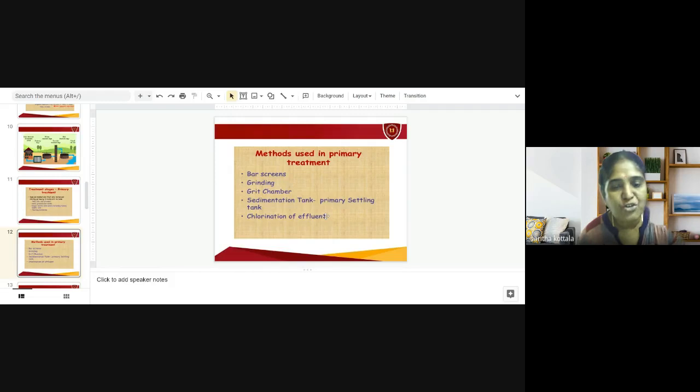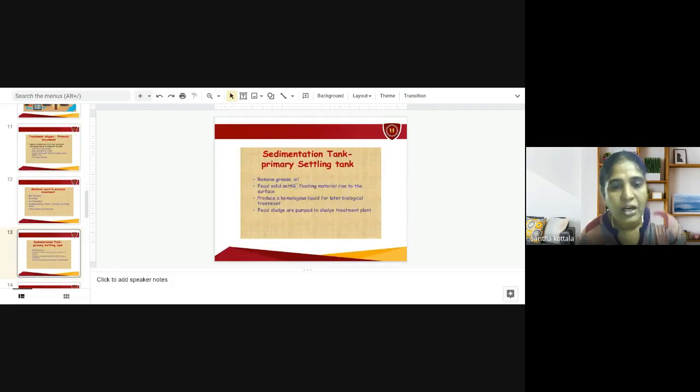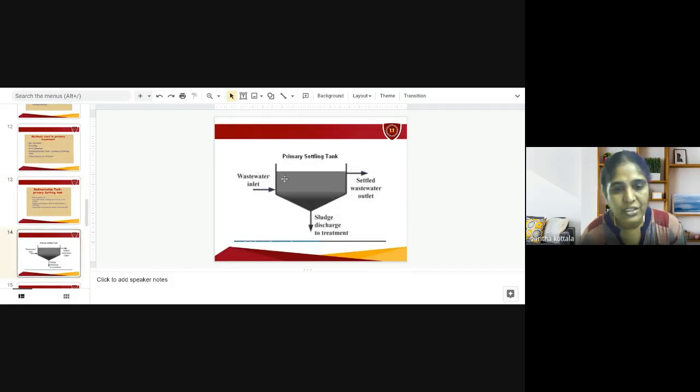What are the different methods used in primary treatment? They are bar screens, grinding, grit chamber, sedimentation tank, primary settling tank, and chlorination of effluent. Now, the sedimentation tank is the primary settling tank. What does it do? It removes grease, oil and fecal solids, which settle. Floating material rises to the surface, producing a homogeneous liquid for later biological treatment. Fecal sludge is pumped to the sludge treatment plant.